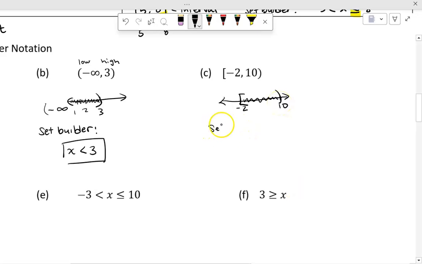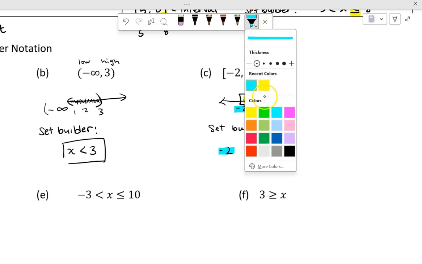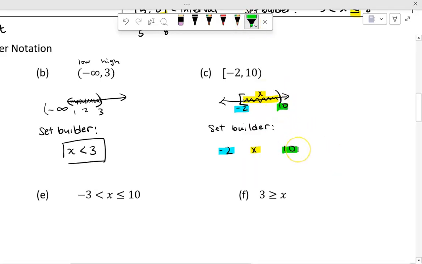The way that you'd write this as Set Builder, which is inequalities, would be put x in the middle because x is literally anywhere in between. So I put x in between the two numbers, -2 and 10, lowest goes first, highest goes second. And just take a minute to notice how these things match. X is in the middle, -2 is the lowest, 10 is the highest. I'm kind of putting them in order. And we are allowed to equal -2, but we are not allowed to equal 10.